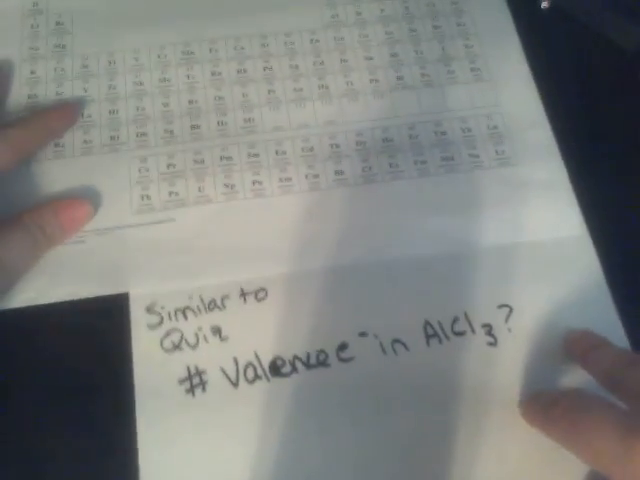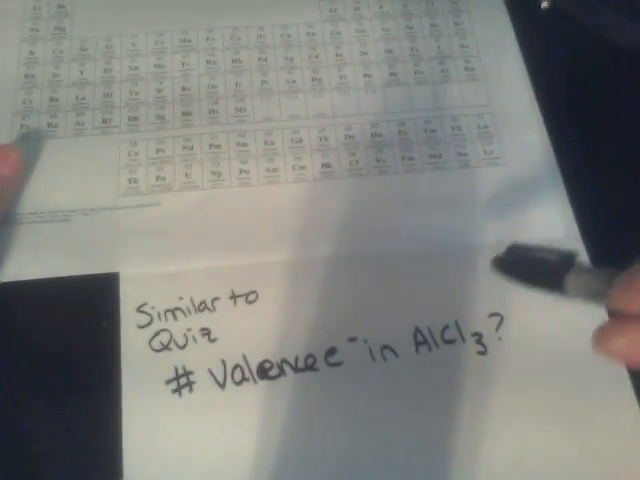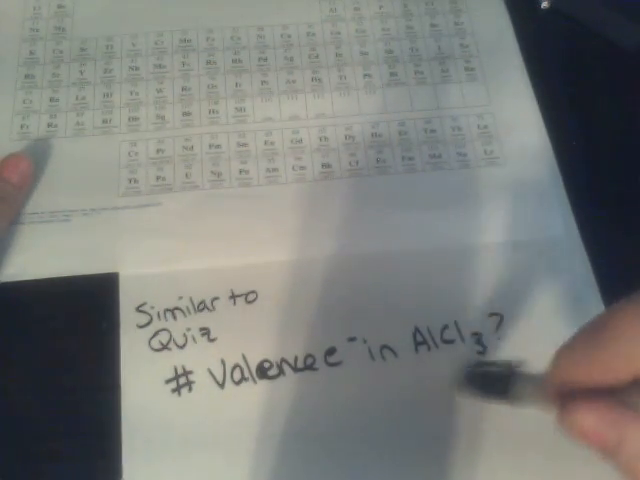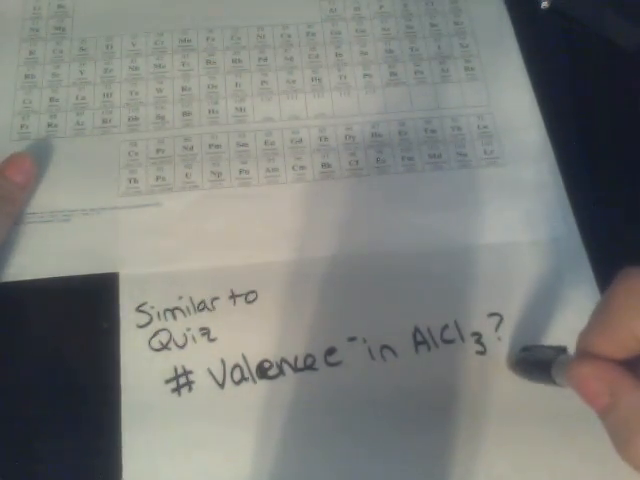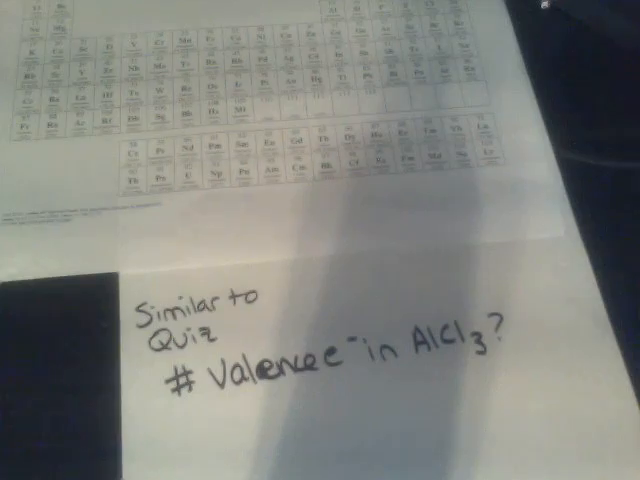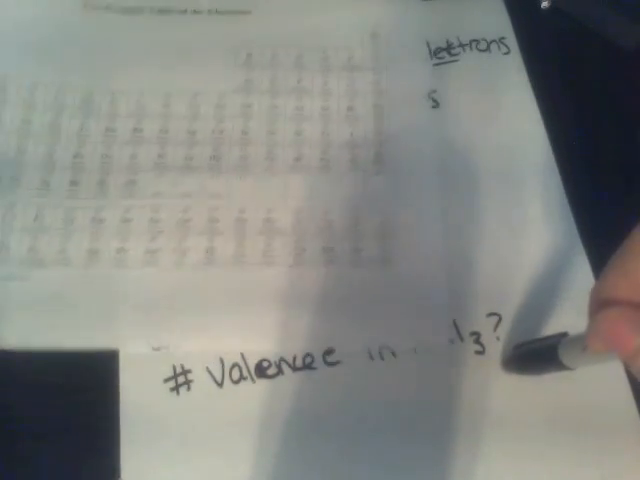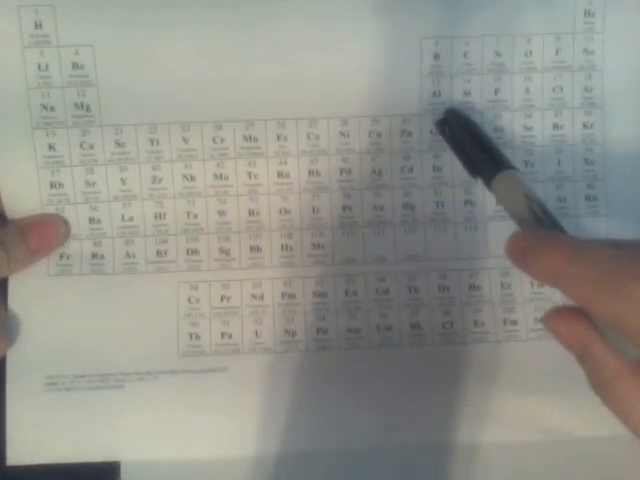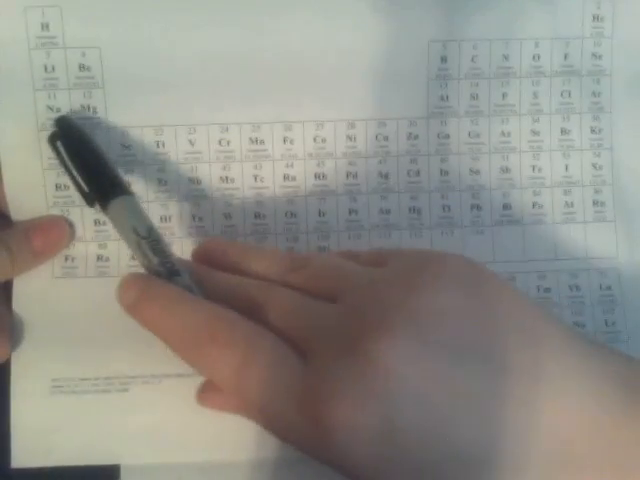Then this is similar to one of the questions that I have on the quiz. How many valence electrons are in this compound? So a big thing about being able to draw Lewis structures is being able to count valence electrons. You'll find that that's our first step. So let's look at how many valence electrons are in aluminum. Right, he's right here. So 1, 2, 3.